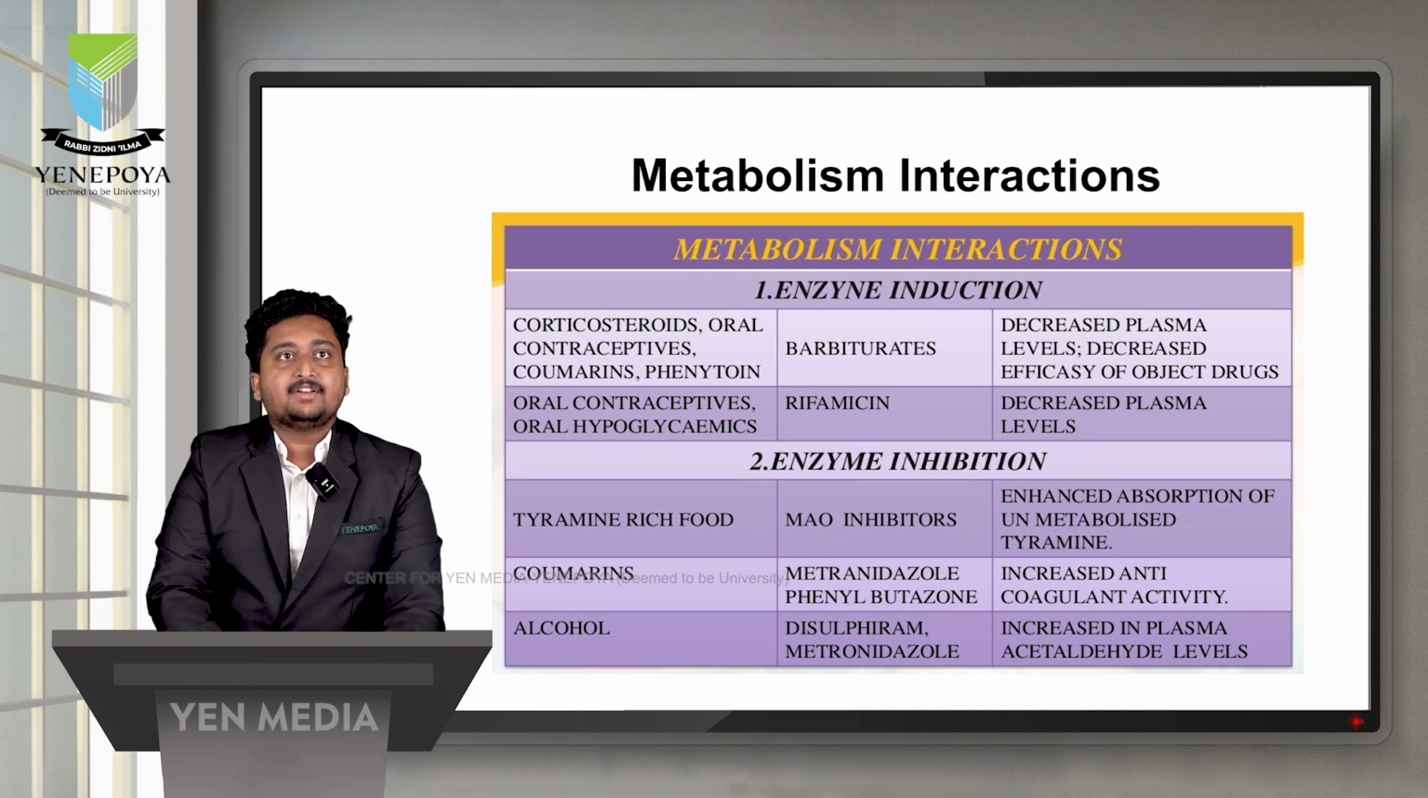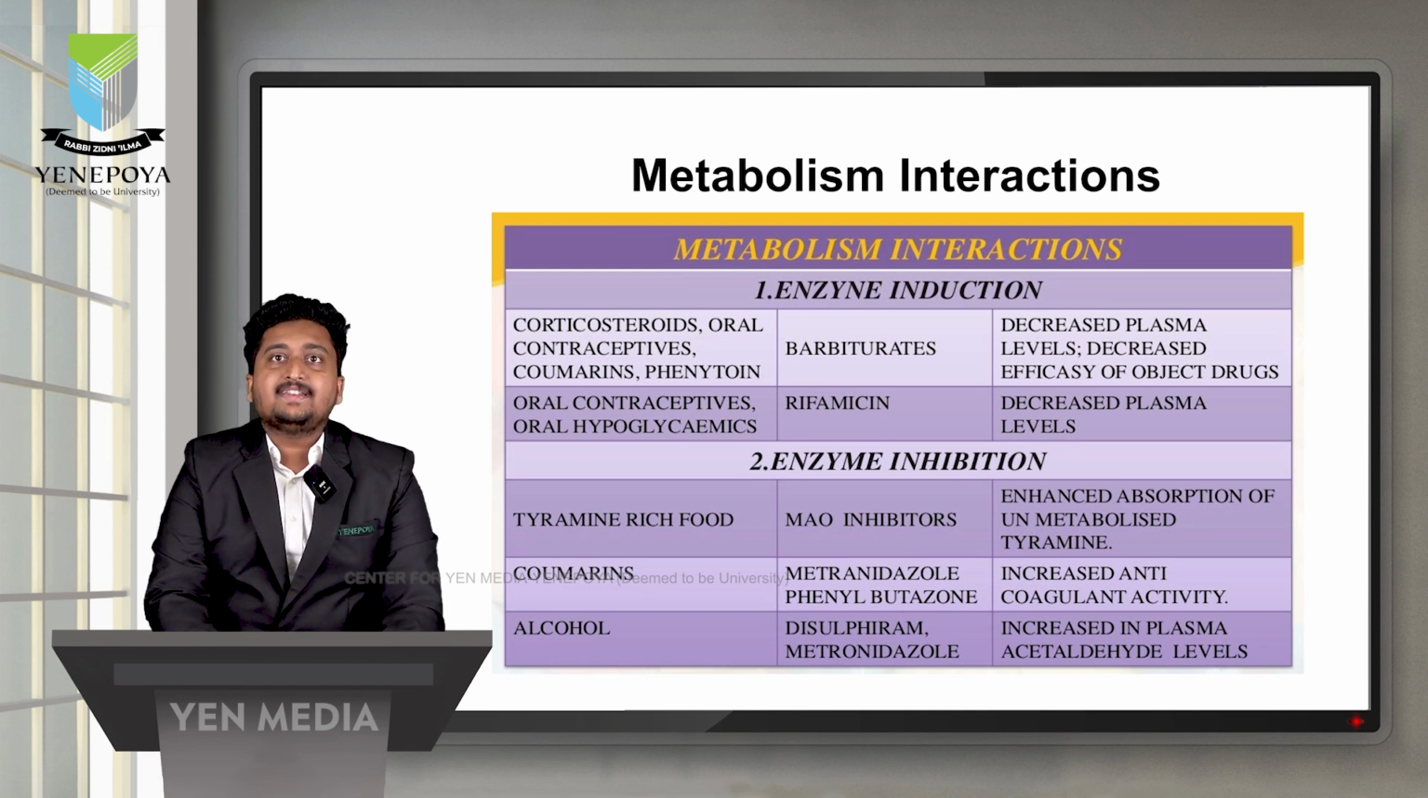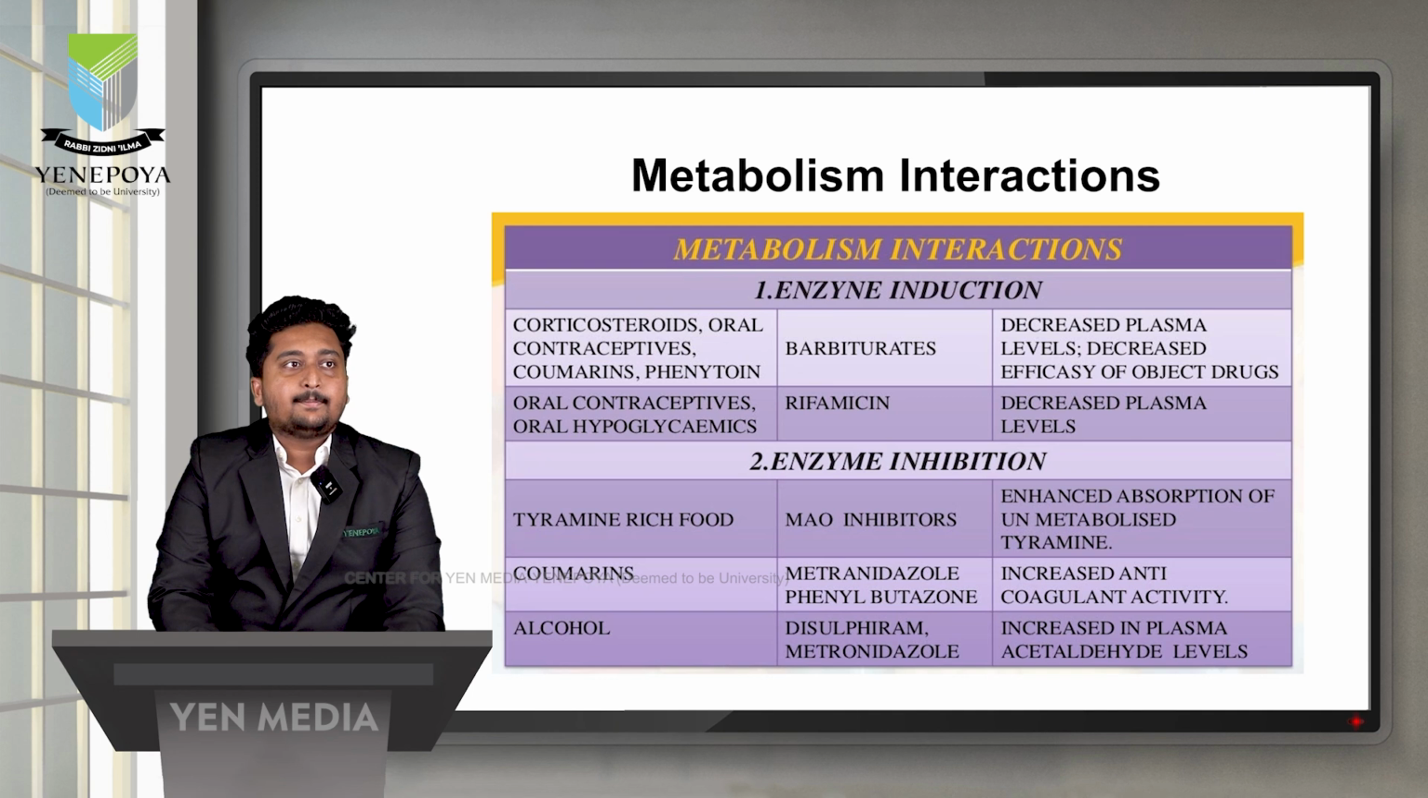For enzyme induction, drugs like corticosteroids, oral contraceptives, coumarins, and phenytoins, if they react with sedatives like barbiturates, what can happen is there is a decreased plasma level of the object drug, or thereby we can say that the efficacy of the object drug will be decreased. And we have the next example as oral contraceptives and oral hypoglycemics, as well as rifamycin, which is an anti-tubercular drug. So again the plasma levels will be decreased because of the enzyme induction.